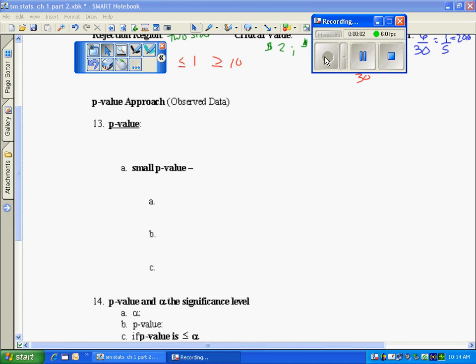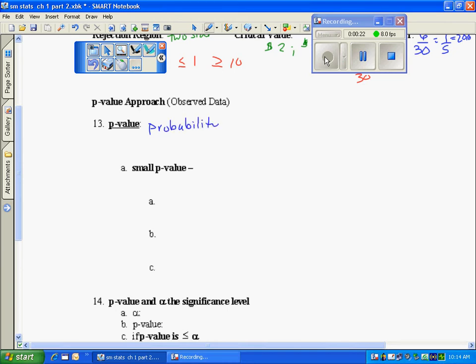Typically, the critical value or the decision type situation in statistics is not used very often. It still seems a little subjective. We like to base everything on probability. So we're going to do it for the p-value. And the p-value is just that. It is probability. It is based on probability or the chance.